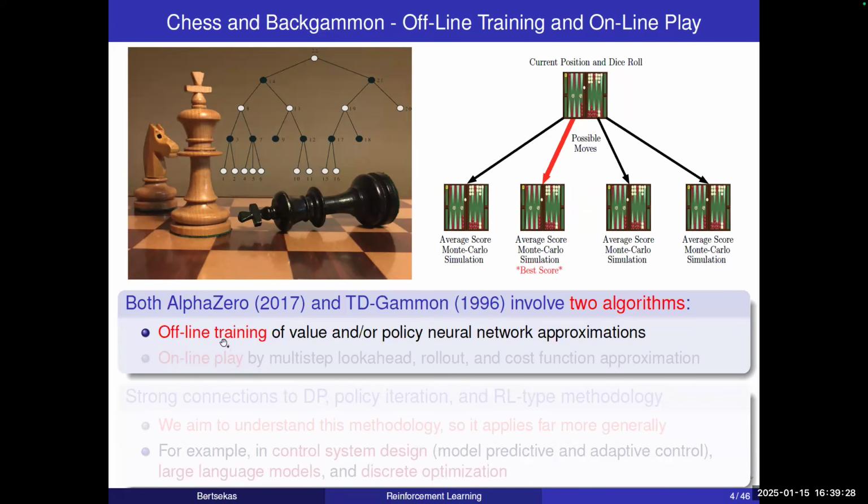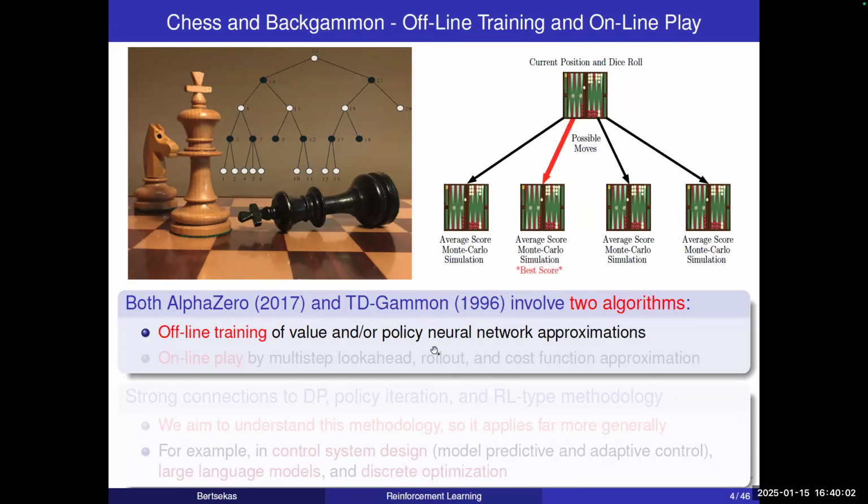One is the offline training algorithm, whereby the program learns how to evaluate positions, board positions, and also how to select moves in response to different positions. And this offline training algorithm takes place before the program gets to play against an opponent, a human opponent or a computer opponent. It's done as a preliminary phase using a training methodology that involves neural networks.